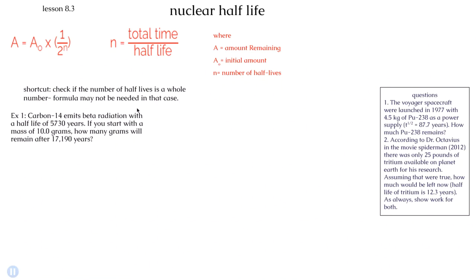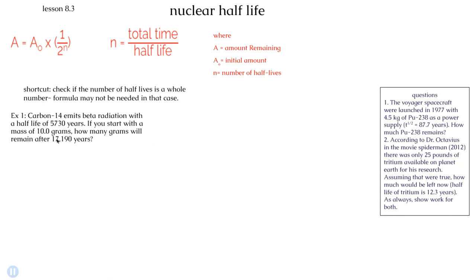And here it is. Carbon-14, used to date things, has a half-life of 5,730 years. Let's say you had 10 grams to start with, but 17,190 years have gone by. How much will be left? We'll show you both the formula method and the shortcut method. Let's do the shortcut method first.